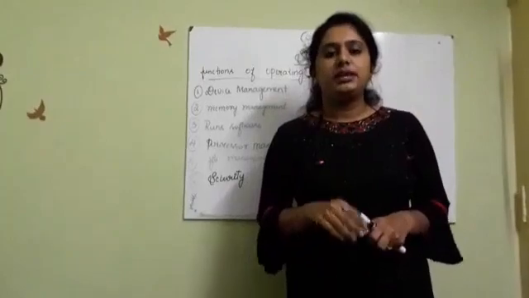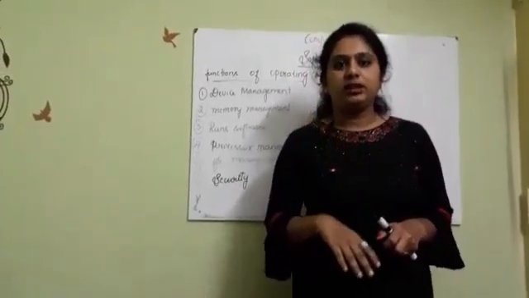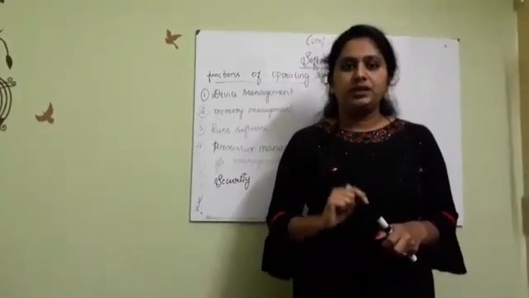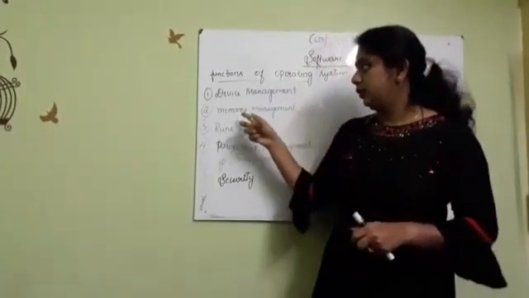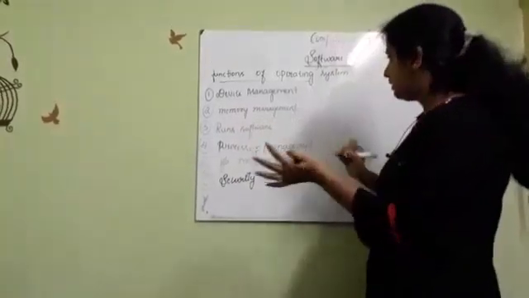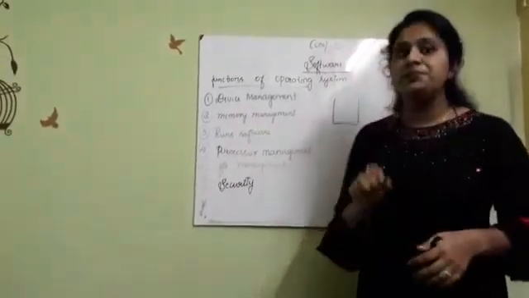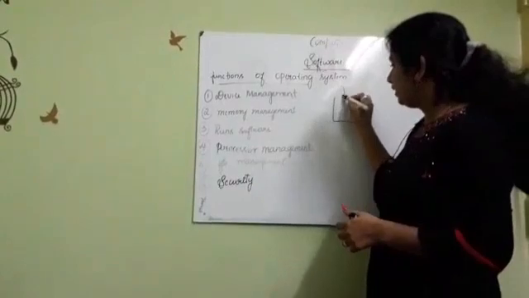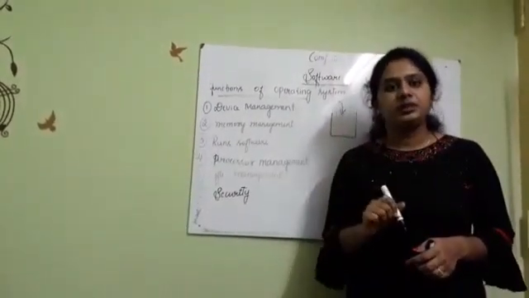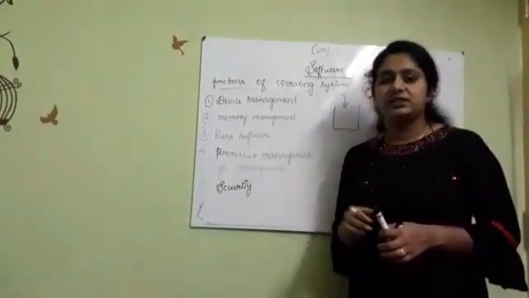Second one is memory management. Listen, for example, if you want to save your document in your computer, where will it be stored? In the memory unit. So what the operating system will do is assign the space in the memory unit. See, for example, this is the memory unit. The operating system will assign some space for our data to be stored in the computer. Third one is runs the software.